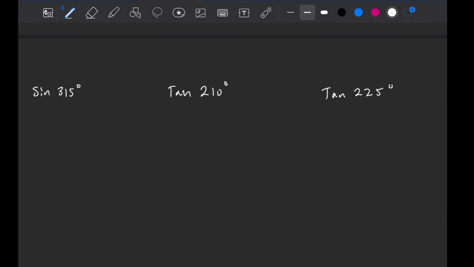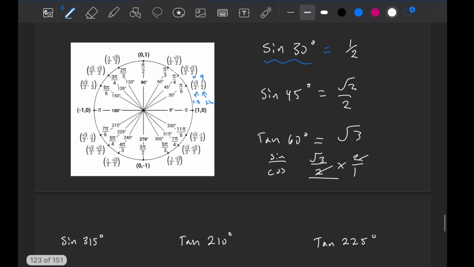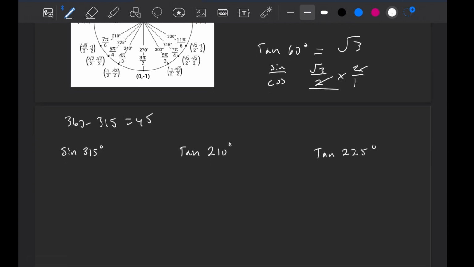Okay, let's try these ones. Sine of 315 degrees. So sine of 315 degrees is basically here. And then that's a reference angle of 45 degrees, because you can go 360 minus 315. You'll know that it's in quadrant 4. And then you'll get 45. So then we know that in quadrant 4, the sine is negative. So it would be negative root 2 over 2.